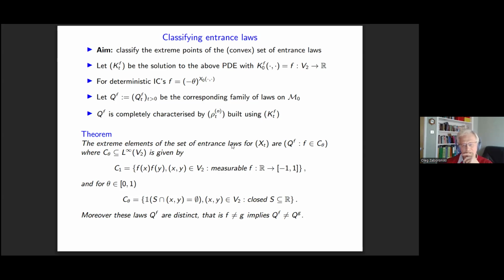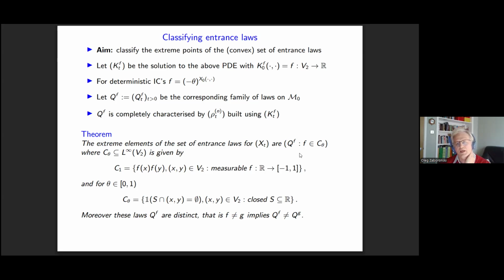Okay, so it turns out that the entrance laws are marked by some special functions f, given the initial conditions, which are a subset of L infinity functions on V2. And the answer is slightly different depending on whether theta is 1 or smaller than 1.